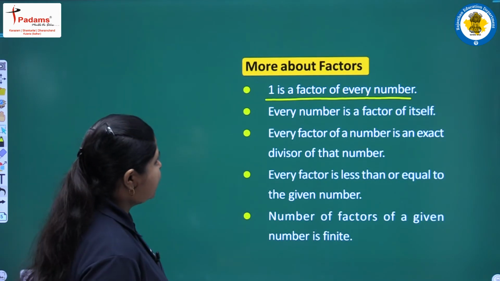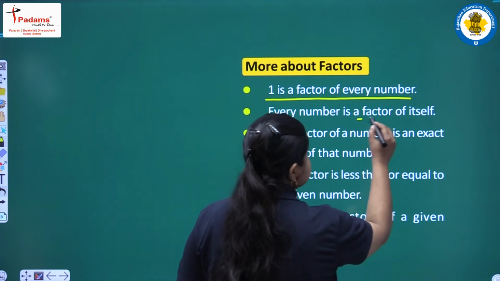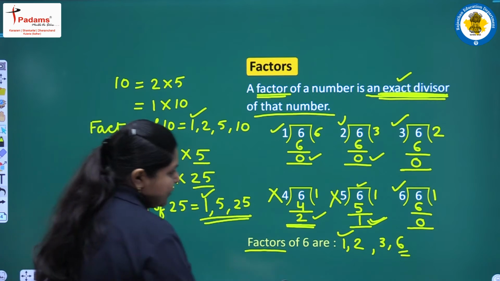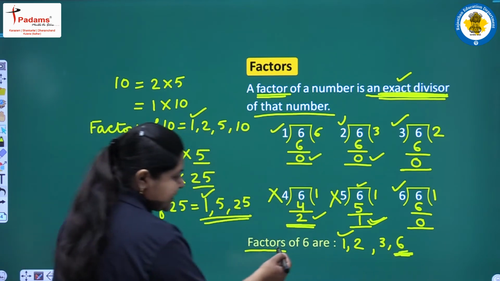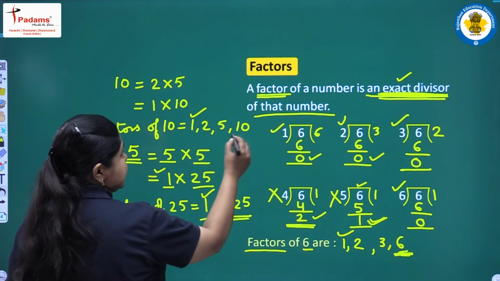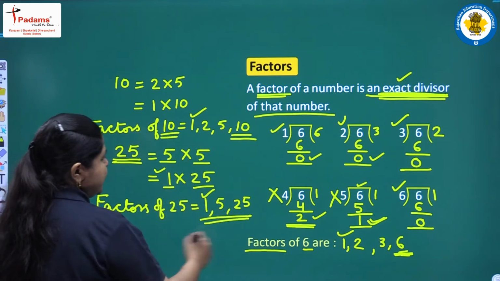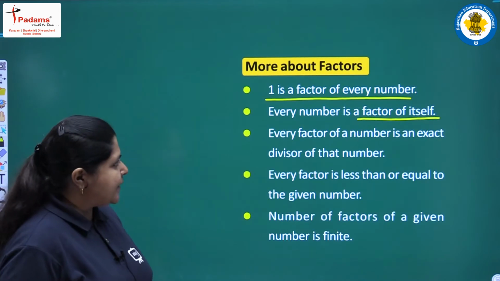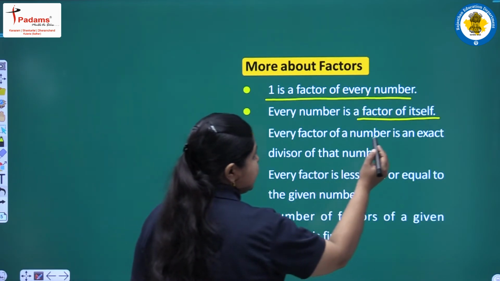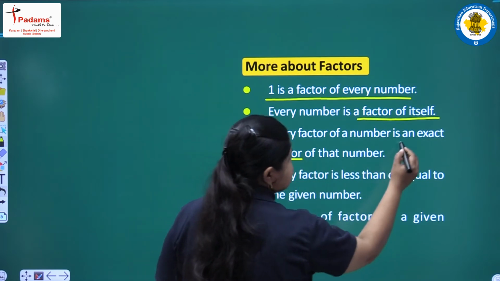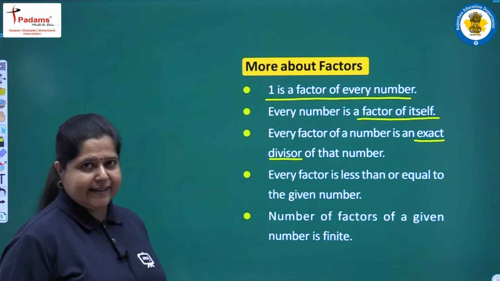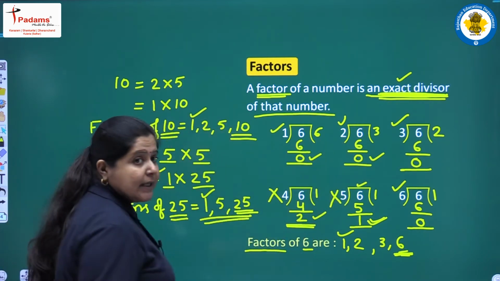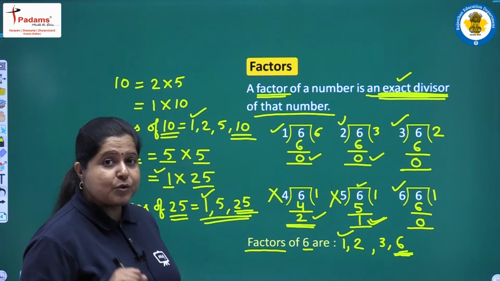Then what next we have? Every number is a factor of itself. When we spoke about 6, 6 is a factor of itself. Again 10 is a factor of itself, 25 is a factor of itself. You can see this. Then what next? Every factor of a number is an exact divisor of that number. Yes, we have seen that the factors divide the number completely. The remainder comes out to be 0.